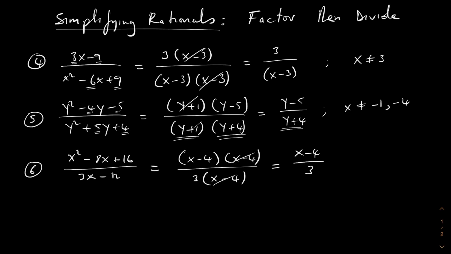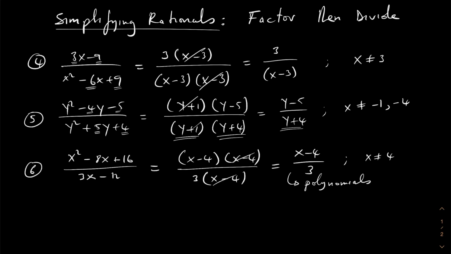And if you look at this, this is actually a polynomial in disguise, right? Because the denominator here does not have any x in it. And so the domain for this particular rational expression is going to be x not equal to 4. So although it's a polynomial at the end, it still has a domain because it was originally a rational expression.